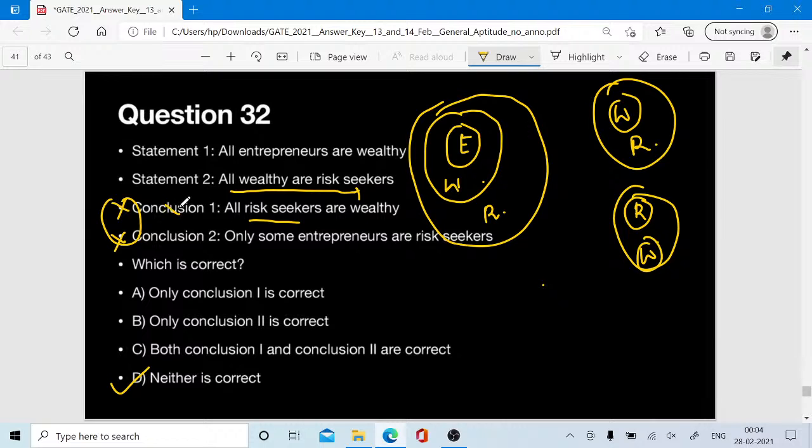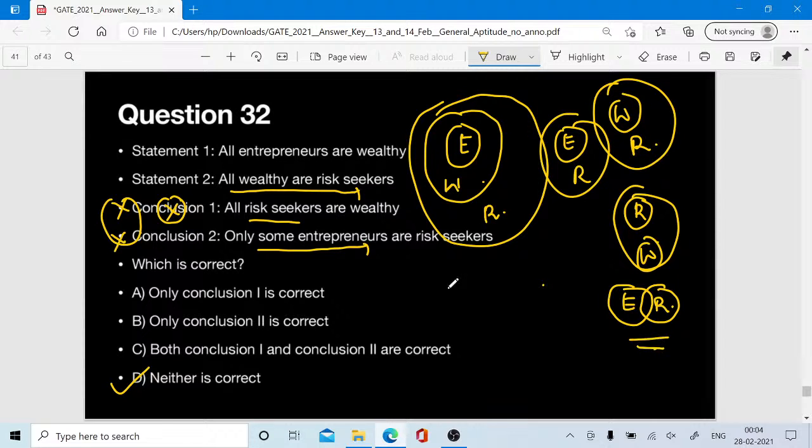No. Conclusion 1 is wrong. Only some entrepreneurs are risk seekers. Is my circle like this? Am I getting this circle here? Only some entrepreneurs are risk seekers, some of them. This is also no. Both of them are wrong. Neither is correct. Understood? Clear? Neither of them is correct. So it is option D.